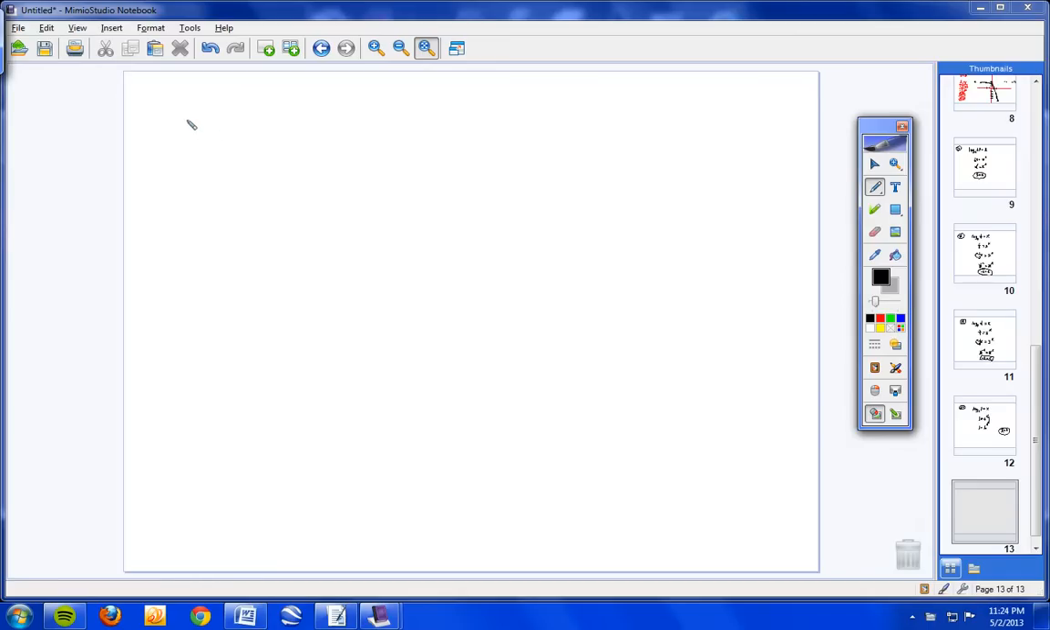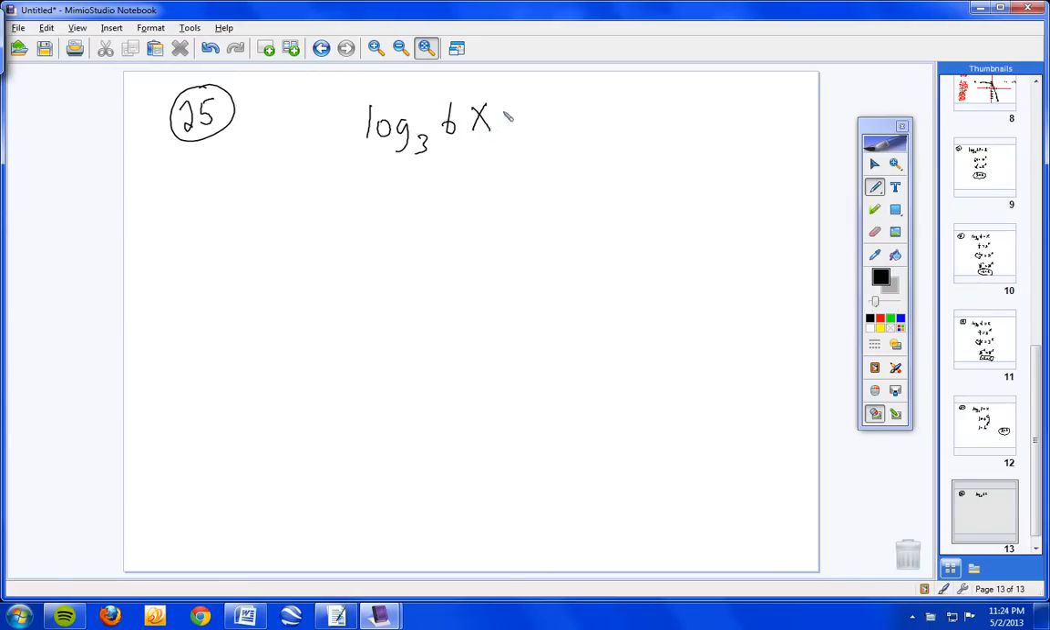All right, next on your review sheet should have been number 25. Expand. All right, so we have log base 3 of 6xy. Now look at this, please. The 6 is being multiplied times the x, and the x is being multiplied times the y. So we have 3 parts that are being multiplied.